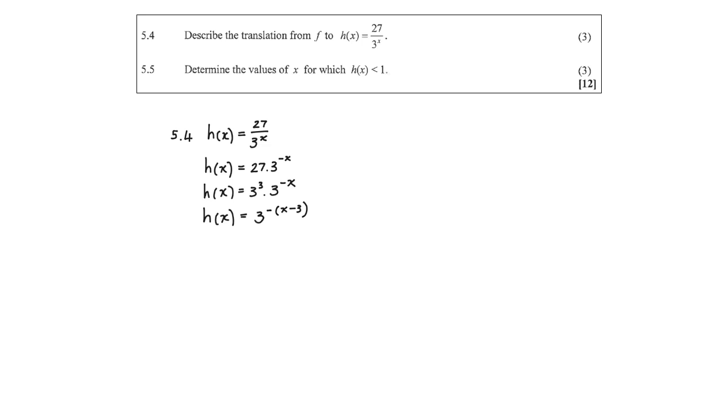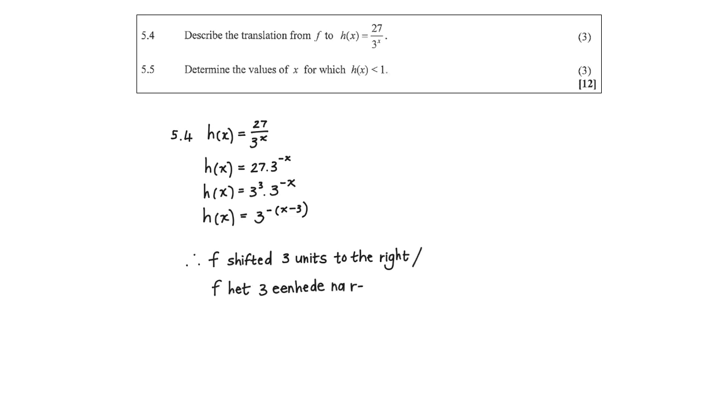Now let's look at the inside of the bracket. There we have x minus 3. If you subtract 3 from x, it means that the graph was translated 3 units to the right. If you add 3, it means that it's translated 3 units to the left. So if we describe this translation from f to h, we will say that f shifted or translated 3 units to the right.